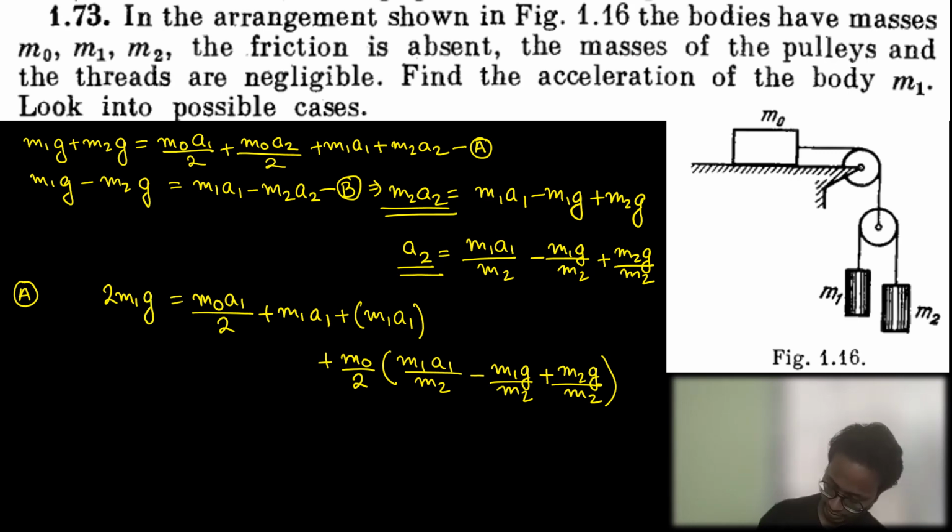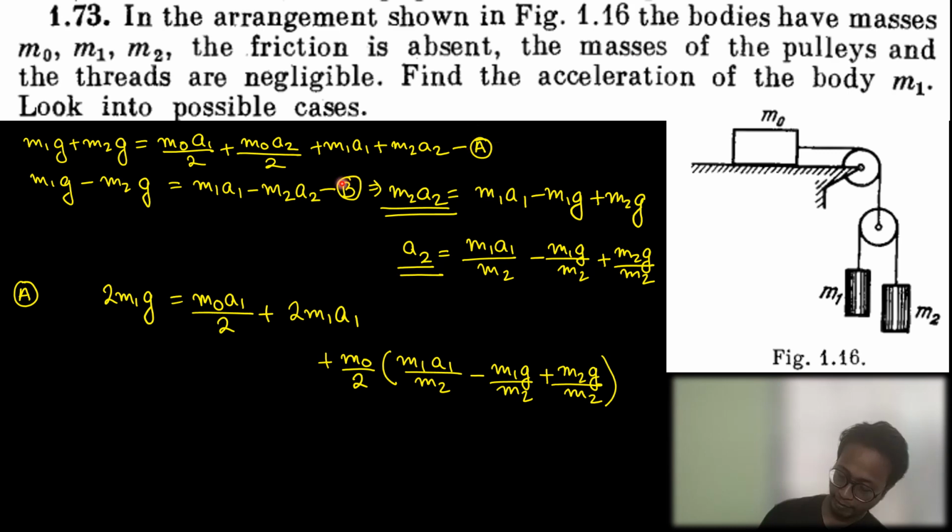Okay, this m1a1 and this m1a1 would get added and become 2m1a1. So this is nothing but 2m1a1. Okay, so I just simplified this one. So my next process is to isolate the variable of a1 on the right hand side and send all the remaining variables to the left hand side, because I need to have the value of a1.